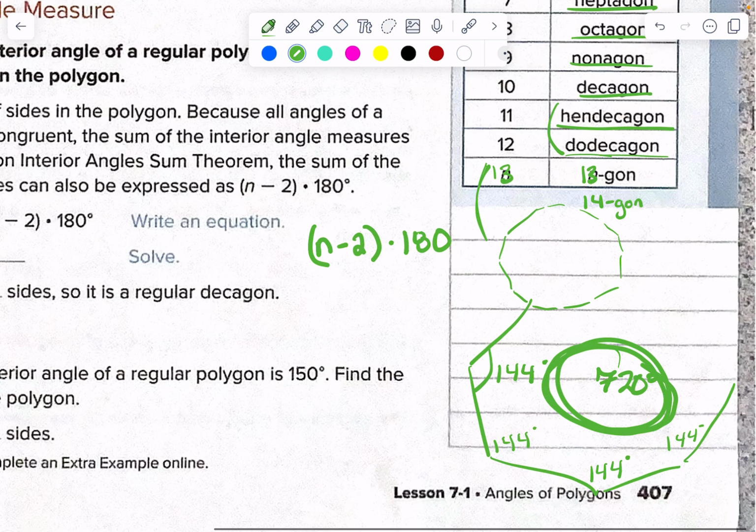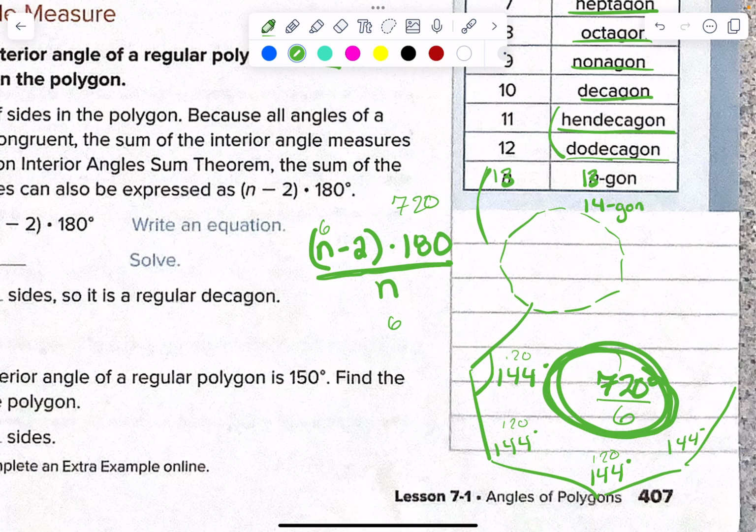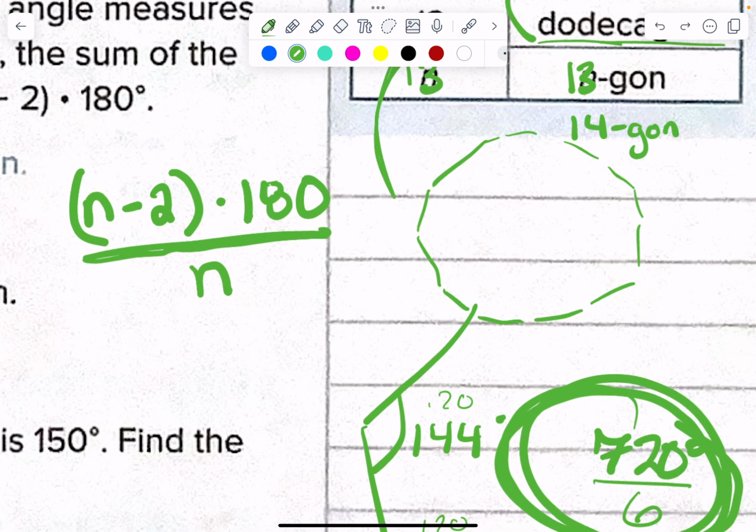What we did then was we divided by 6 to get that each one of these was 120 in the last problem. So after I have found this number, I'm going to divide by 6, or divide by n, whatever the number of sides that I have. I took 6 minus 2 times 180. This gave me 720. And then I divided by 6 to get 120 overall. So I'm going to do that same process again, but I'm going to use n this time.